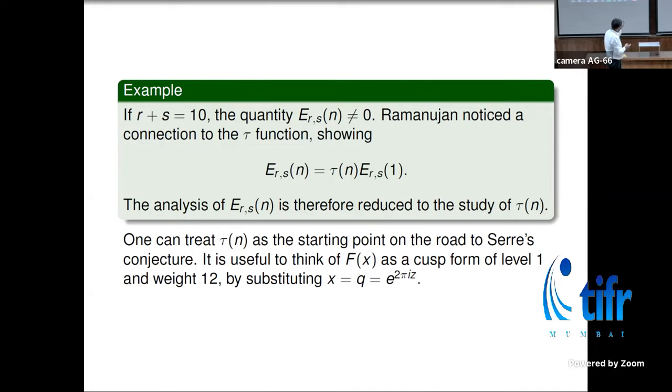Then we are going to, instead of thinking of this power series in terms of x, set x equal to e raised to the power 2 pi i z, right? And now, rather than thinking of it formally, I'm going to think of the corresponding thing you get as a modular form, right? And it turns out to be a certain cusp form of weight 12. All right.